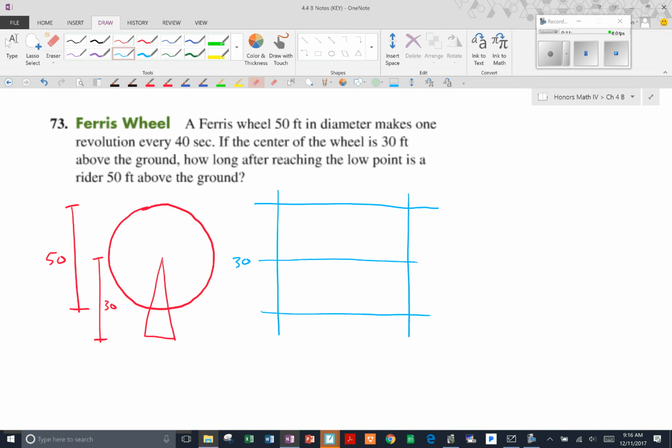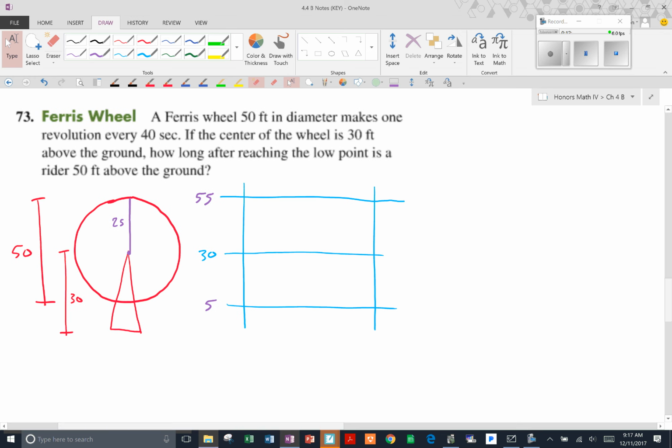Okay, what about the amplitude? What do you think the amplitude is here? 25. That is the radius of the Ferris wheel. So we know the amplitude is 25 and that our max is at 55 and our minimum is at 5. So I'm just going to write some of this information out. A is 25. K we know is 30. We're going to shift this thing up to 30.